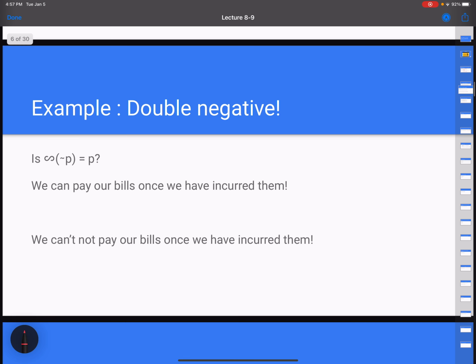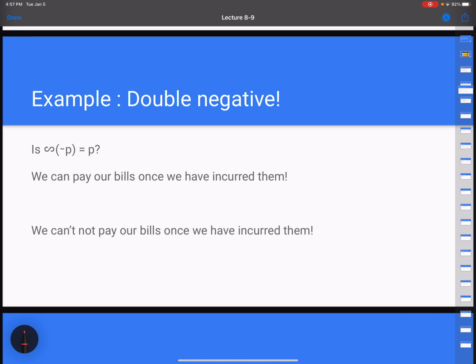And we'll see what that means in a little bit. But first, an example is a double negative. This should be another tilde. Is tilde tilde P equal to P? Does the double negative cancel things out?